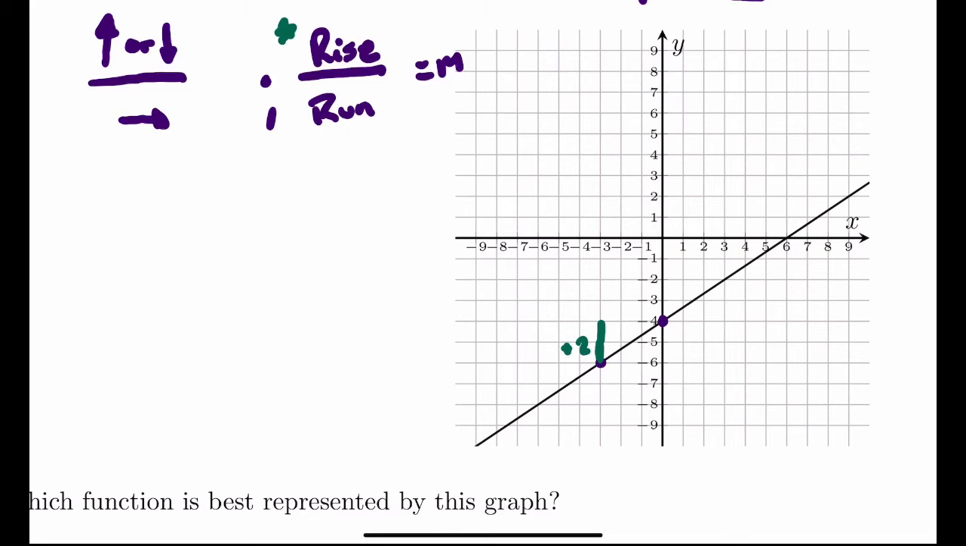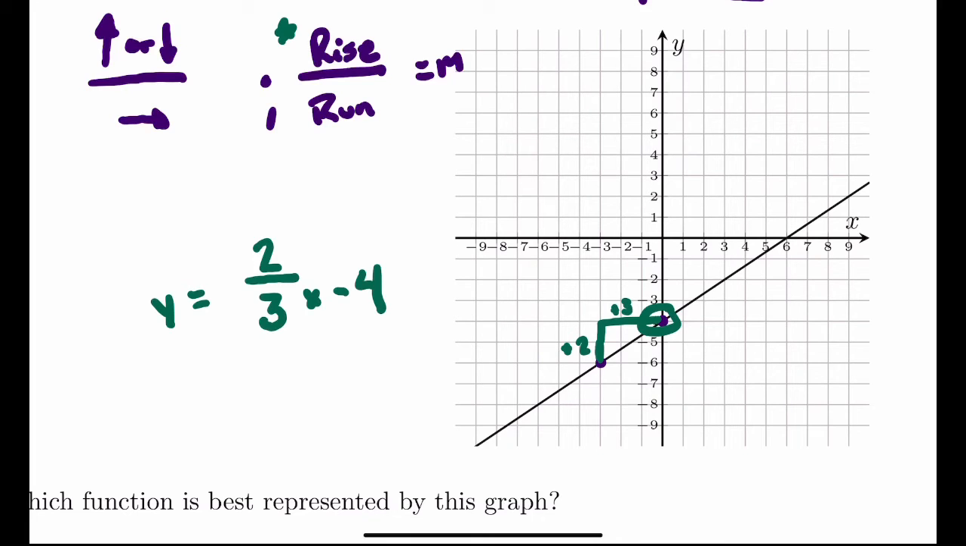So I went up 2, and then I went to the right 1, 2, 3. I went to the right 3 times. So I rose 2, and I ran 3. That's my slope right there, x, and then my y-intercept right there, minus 4. Y equals 2/3 x minus 4.